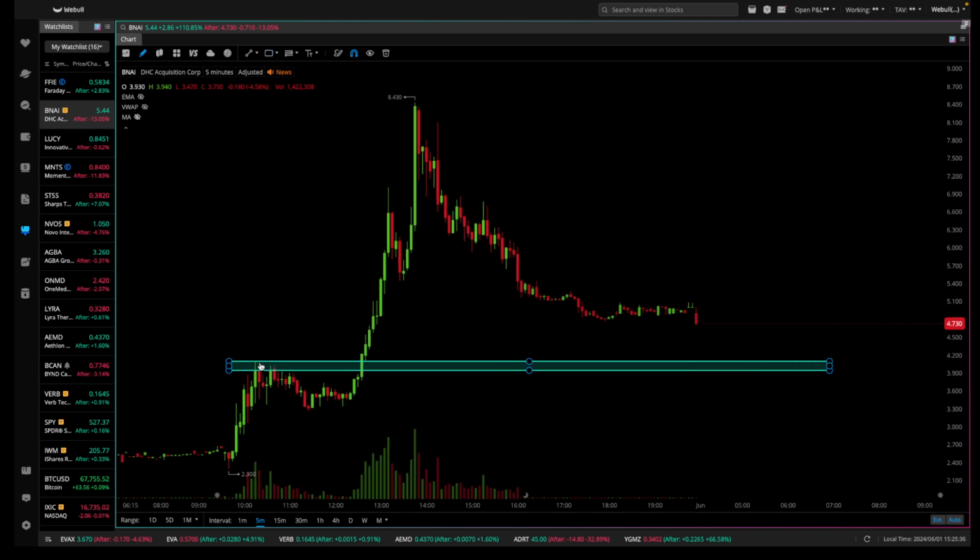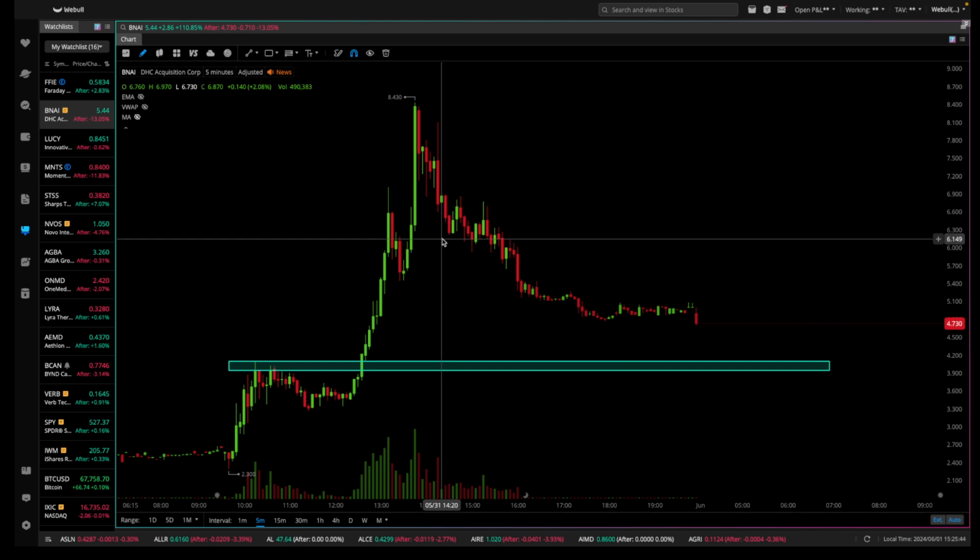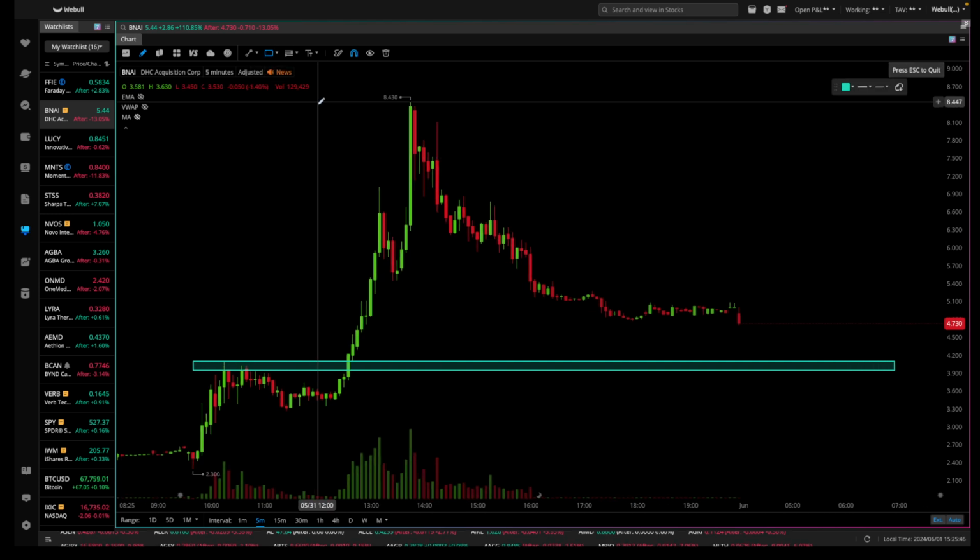And keep this in mind. This is this $4 area. I want you to keep this on your radar into Monday. And maybe this will reflect quite well. Now we've got another area around this area here.